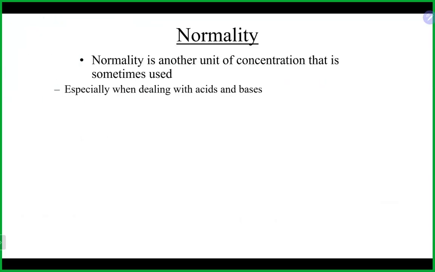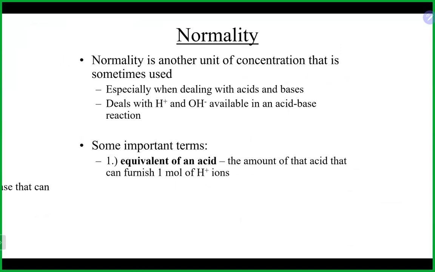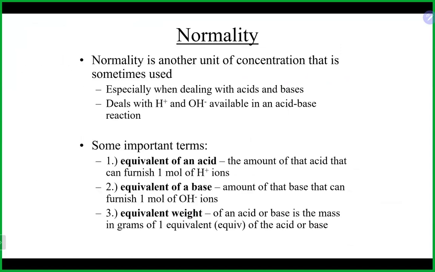The last thing we're going to talk about in this chapter, just briefly, is another unit of concentration, known as normality. Normality is actually the equivalents per liter instead of moles per liter. It is abbreviated with a capital N. We can calculate the equivalents for an acid or a base based on how many H pluses or OH minuses it will donate when it breaks apart.